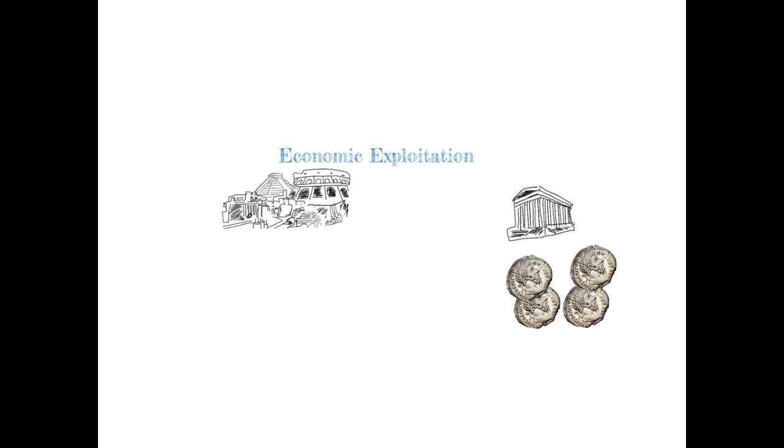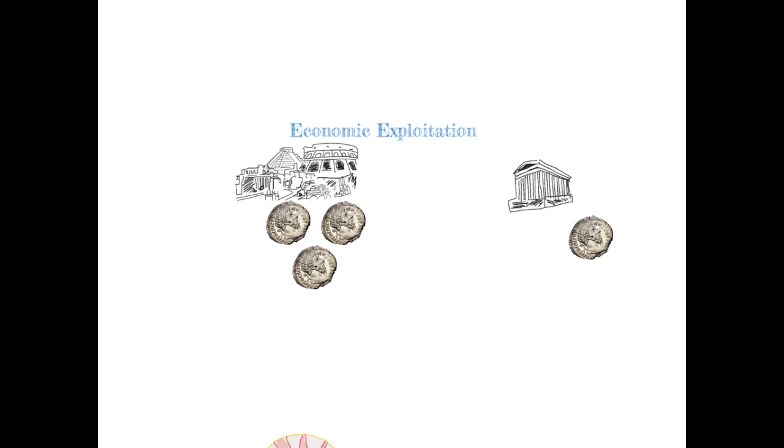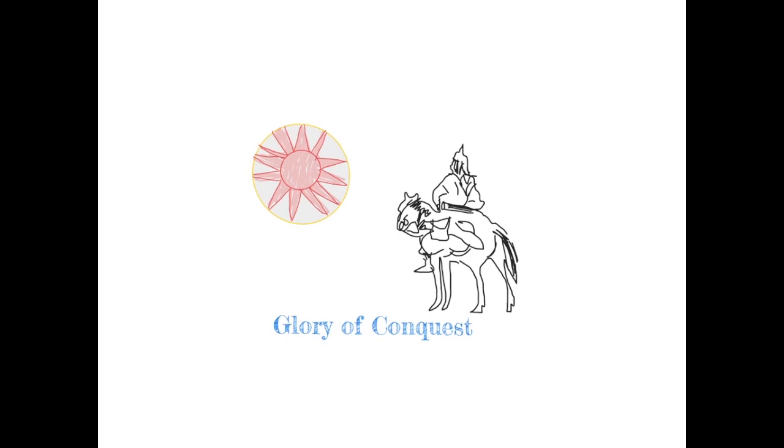Another reason why a core state might want to become an empire and expand is to exploit the periphery states economically, and so to gain in regards to money and finances. Sometimes an empire will expand simply for the glory of conquest, and this can be military might, like Alexander the Great. It might be the glory of spreading your faith and your religion as well.